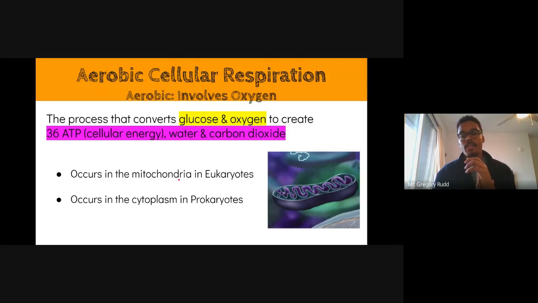Keep that number in mind because when we talk about the other forms of respiration on Monday, we're going to compare how much energy they're able to create. So aerobic, which means it uses oxygen, is able to create 36 ATP molecules. And as byproducts, it also creates water and carbon dioxide.